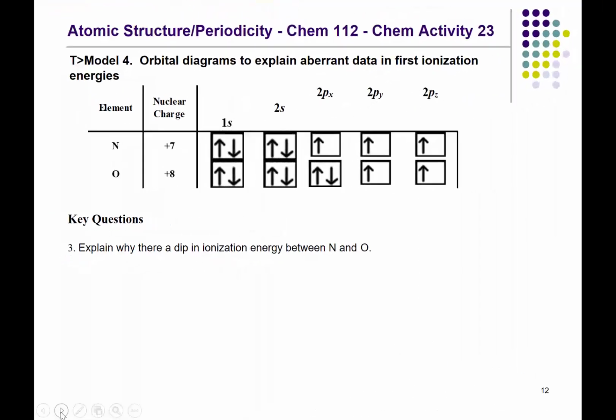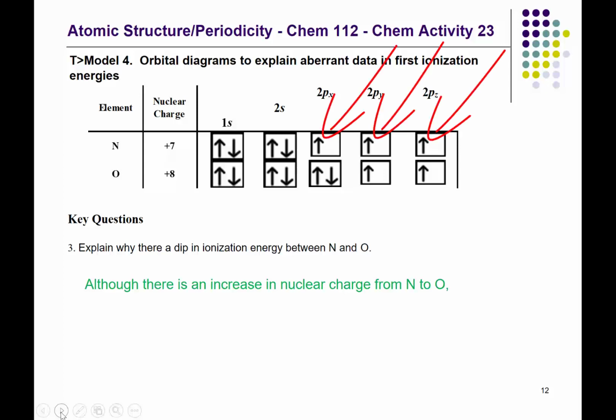In the key question number 3, you're asked to explain why there's a dip in ionization energy between nitrogen and oxygen. So once again, we notice that the nuclear charge is increasing going from nitrogen to oxygen. So we'll make that statement. Although there's an increase in nuclear charge, looking at the orbital diagrams, and make sure you know how to write these out, if we think about which electron will be removed, which will be that first electron corresponding to the first ionization energy? In the case of nitrogen, it could be any one of the electrons in the 2p orbitals, because they're all the same energy. They are degenerate.